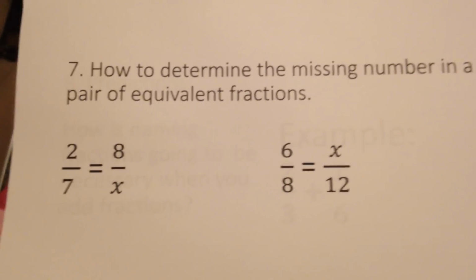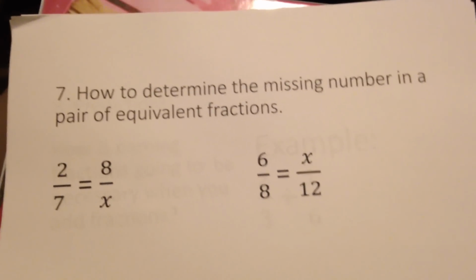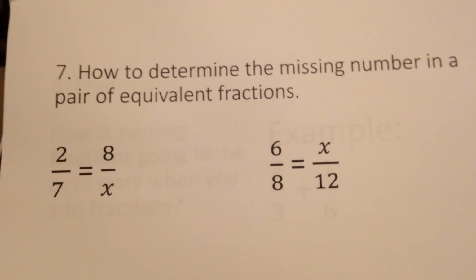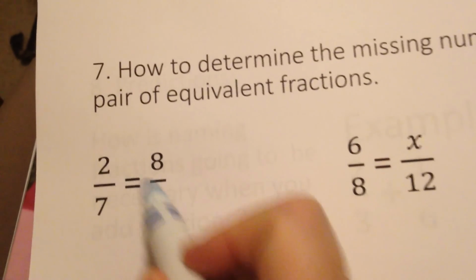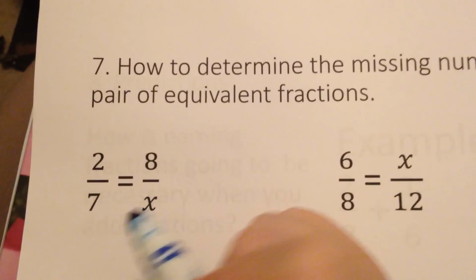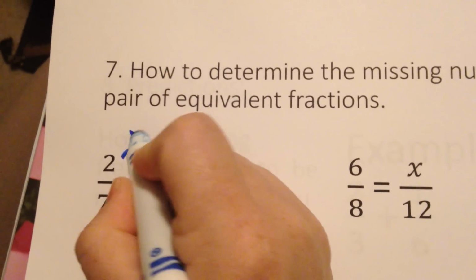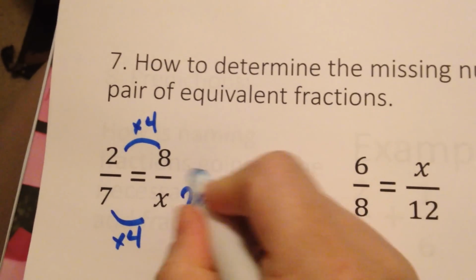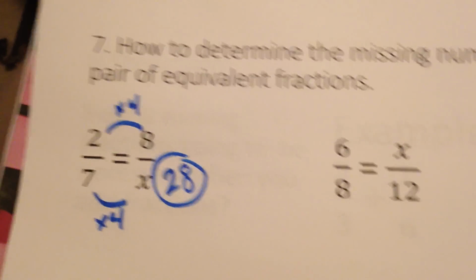Okay. We're almost done. How to determine what the missing number is in a pair of equivalent fractions. So I have 2 examples here. I'll just look at the relationship between the numbers. How do I get from 2 to 8? Well, 2 times 4 is 8. So then 7 times 4 would be 28. So 28 is my number.